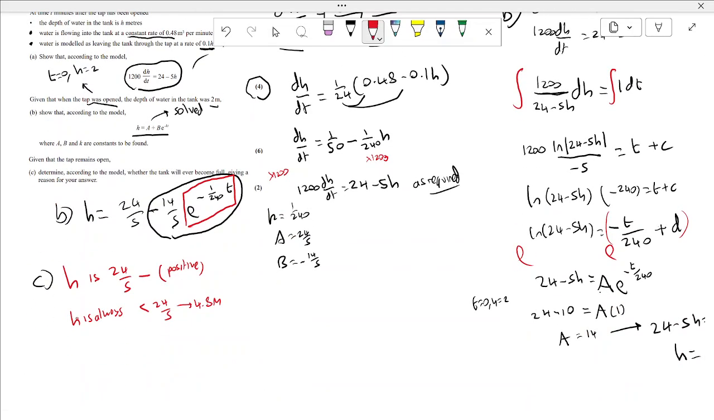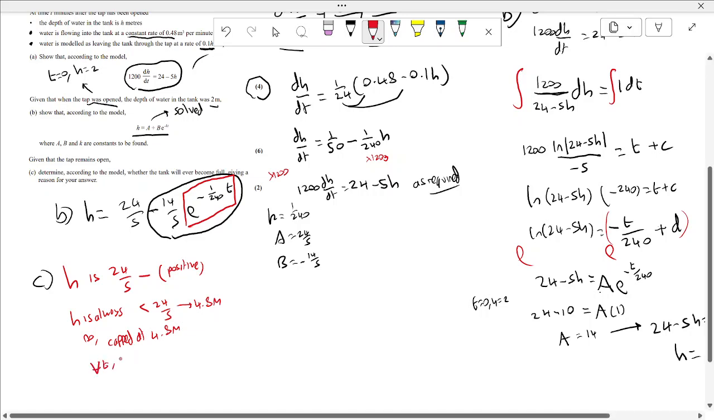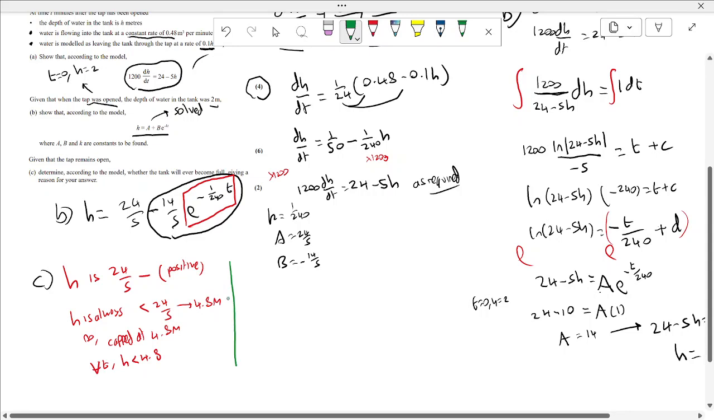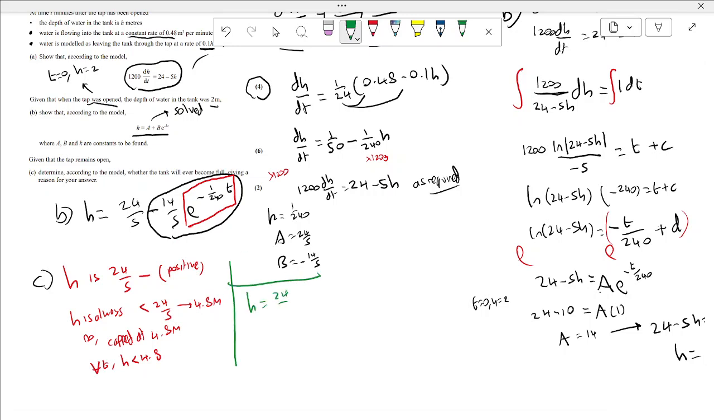You say no, because it's capped at 4.8 meters. So for all values of time, the height is less than 4.8. And you need to write this for your answer. But the second method might be a little bit tricky. One thing you could consider sometimes is the limit as t goes to infinity. So this was my equation. And you say, as t goes to infinity, what happens to h?